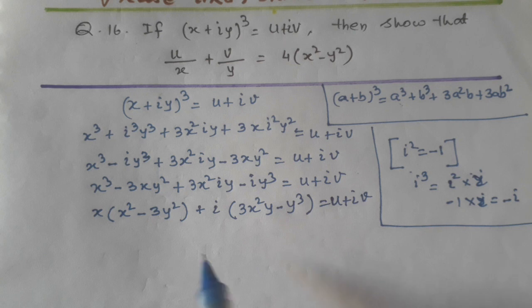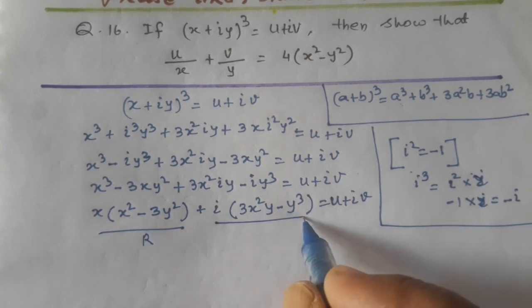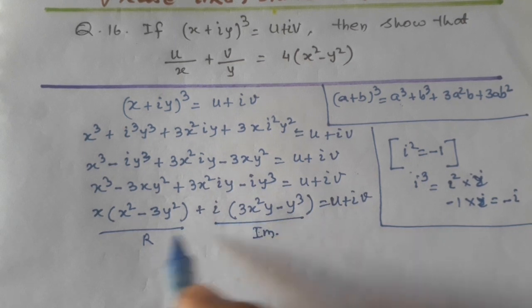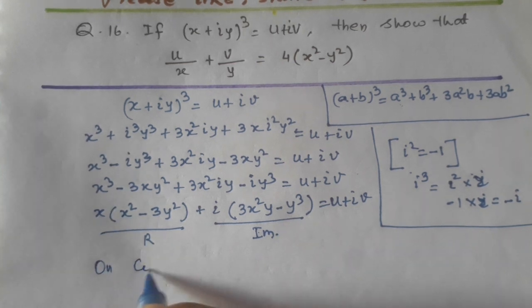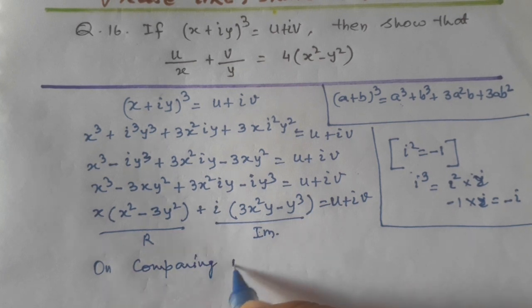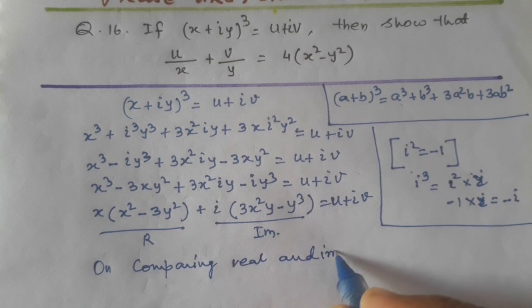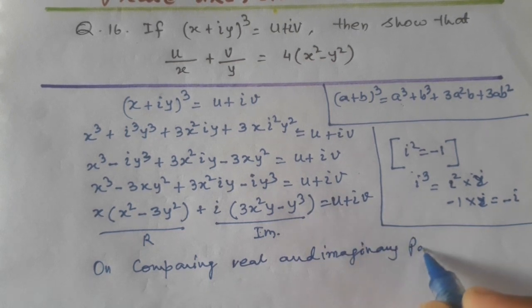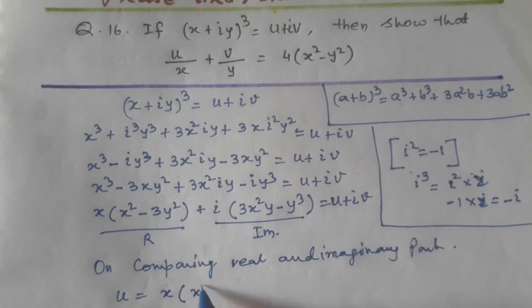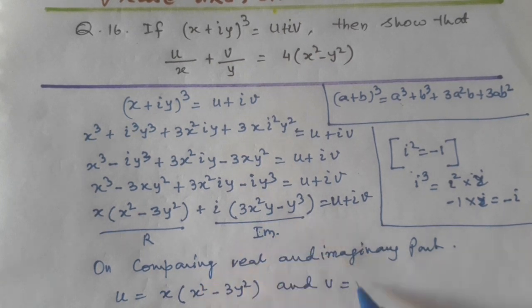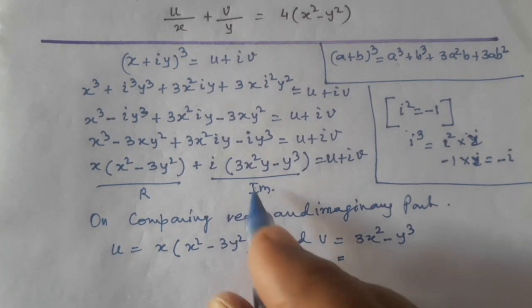Right? Now we see that this part is the real part and this part is the imaginary part, because i is present here, and here no i is there. So this is the real part and this is the imaginary part. So on comparing real and imaginary parts, u is equal to x(x^2 - 3y^2) and v is equal to 3x^2 y - y^3. And now we shall take common.